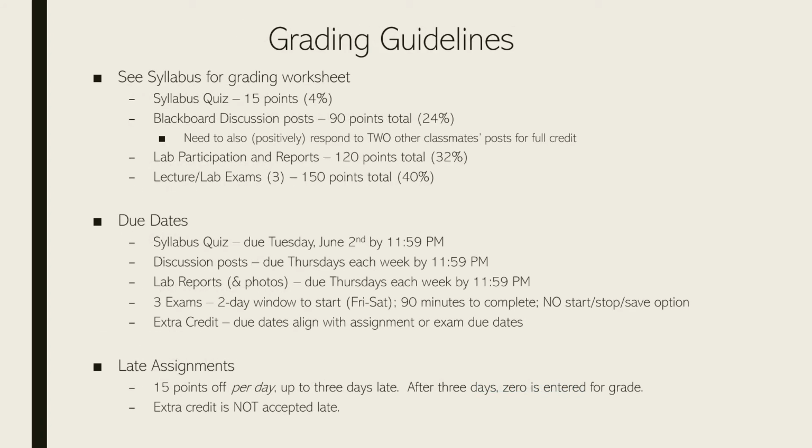For grading guidelines, you can look at your syllabus to find a grading worksheet. So as you go through the semester, you can actually sort of tally your points and figure out how you're doing. The syllabus quiz that you'll need to have finished by Tuesday night is going to be worth 15 points or 4% of your grade. You're going to need to do some Blackboard discussion posts. There will be 9 of them, one each week except for the week of finals. To get full credit, to get all 10 of those points, you will also need to positively respond to 2 other classmates' posts. So be sure you do that. Just something positive, uplifting, whatever, but that's related to the content.